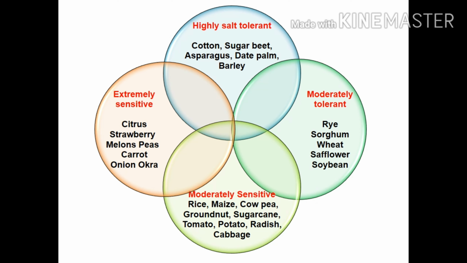The highly salt tolerant crops, the examples are cotton, sugar beet, asparagus, date palm and barley. Moderately tolerant crops are rice, sorghum, wheat, safflower, soybean. And moderately sensitive crops are maize, cowpea, groundnut, sugarcane, tomato, potato, radish and cabbage. Crops that are extremely sensitive are citrus, strawberry, melons, peas, carrot, onion.